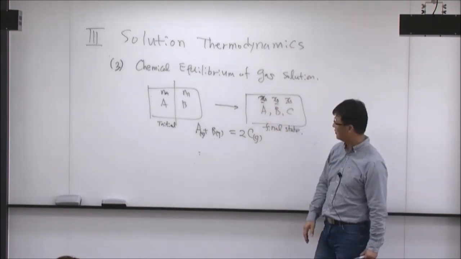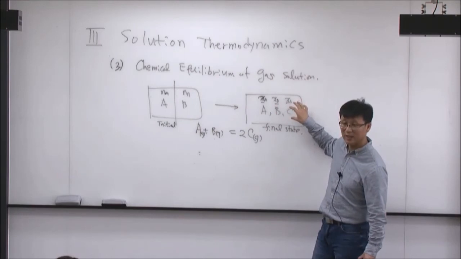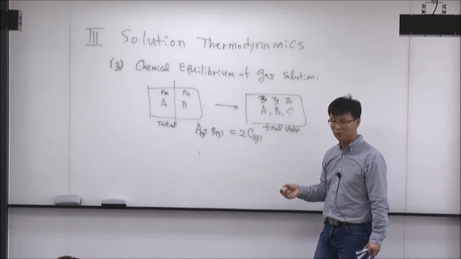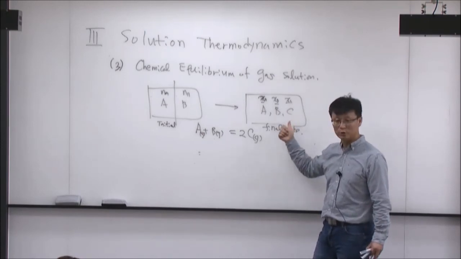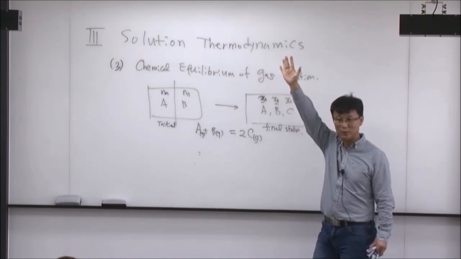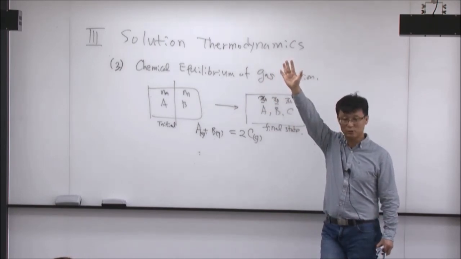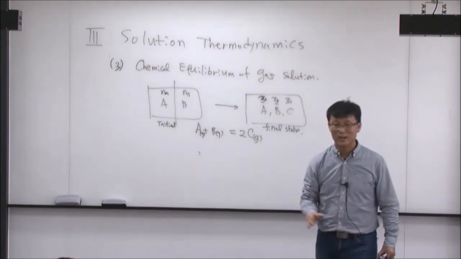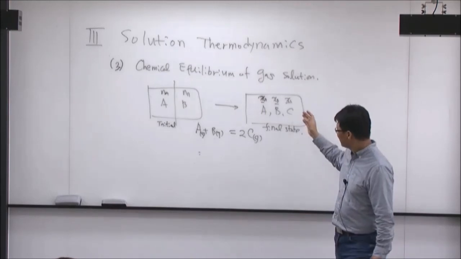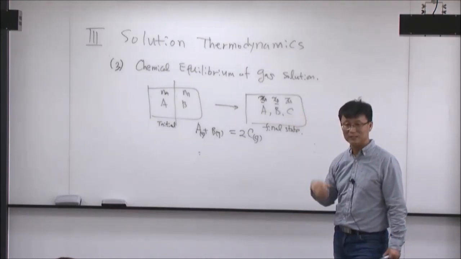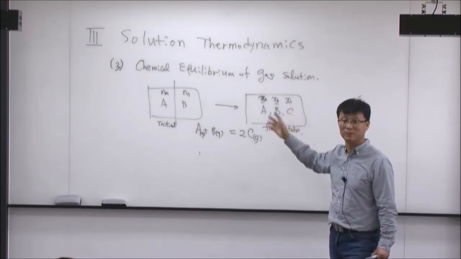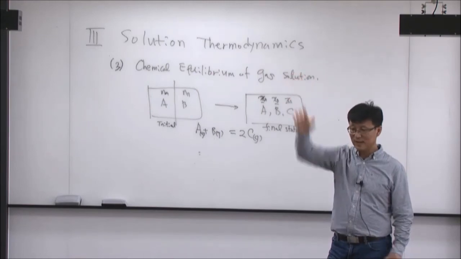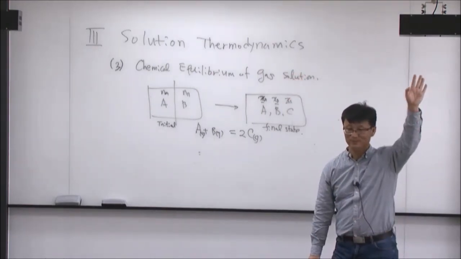Under that condition, how many moles of C can I have in the final state, and how many moles of A and B remain in the final state? Will I get 2 moles of C in the final state? Anyone? Nobody? Okay, the other way. I'll get less than 2 moles of C. I'll get a certain amount of A and a certain amount of B remaining in the system.